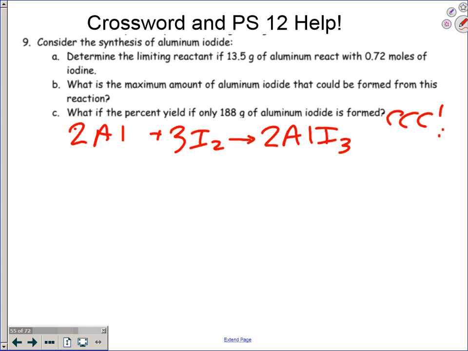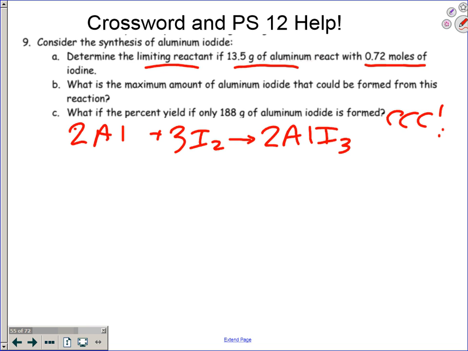So you said, okay. All right, so determine the limiting reactant if 13.5 grams of aluminum reacts with 0.72 moles of iodine. I know this is limiting reactant problem 1. It is a dead giveaway. And then 2, because it gave me aluminum separately from moles of iodine. So I have to figure out which of those matters in the grand scheme of things. So, Evan, get me started.